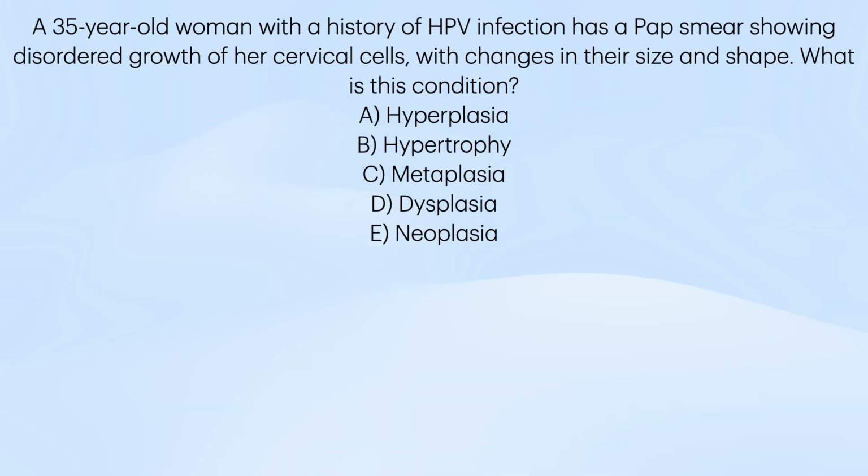A 35-year-old woman with a history of human papillomavirus infection has a pap smear showing disordered growth of her cervical cells, with changes in their size and shape. What is this condition? The correct answer is D.